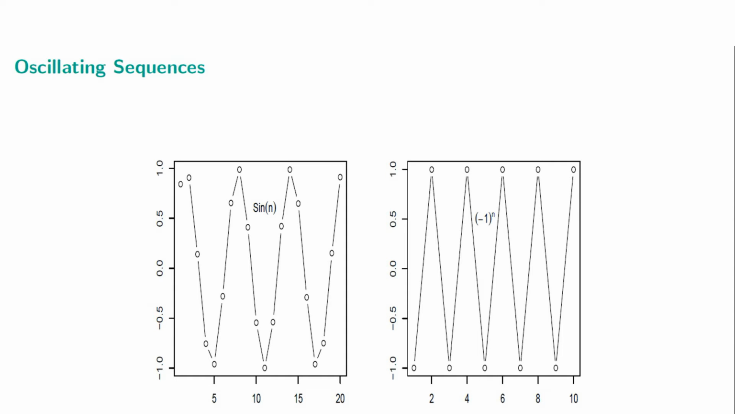Now, one can see the picture of an oscillating sequence. For example, in the first plot we have considered sin n, and we get a series of values which are between minus 1 and plus 1, but no specific pattern is observed for the sequence. As another example, we have considered minus 1 to the power n, which oscillates between minus 1 and plus 1, but they are neither increasing nor decreasing.